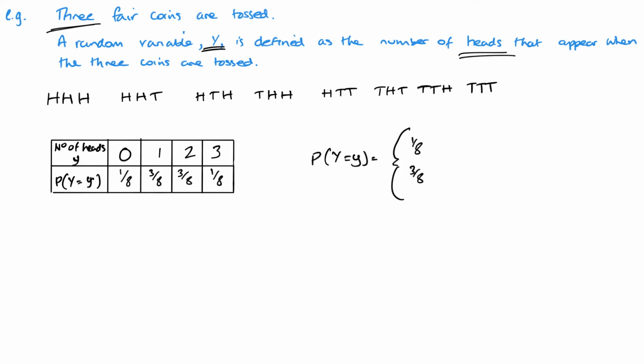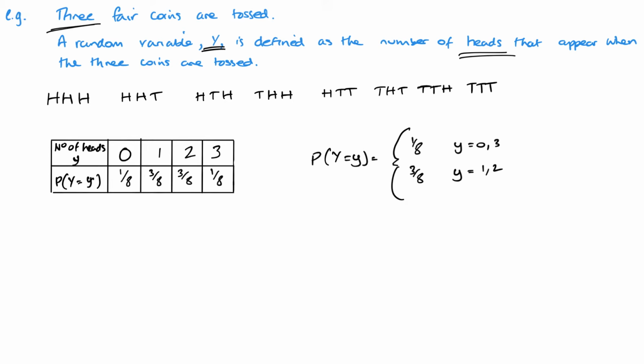The next thing is to set my values. Sometimes you can put this as a range, but in this case, 1/8 can only take the values of 0 or 3, and 3/8 takes the values of 1 or 2. So these are the possible values that the random variable can take that will give me this as a probability.